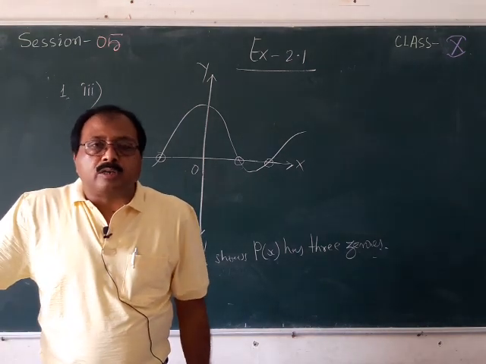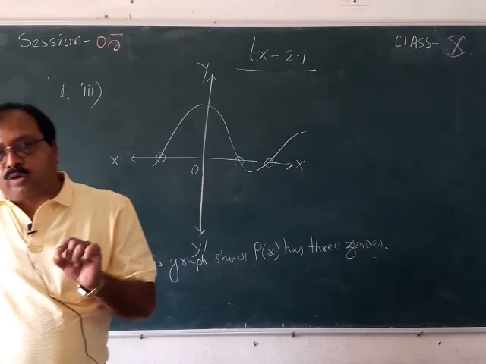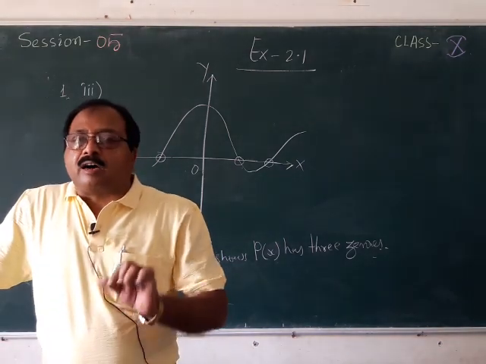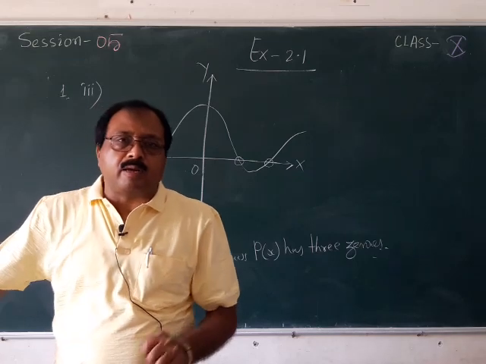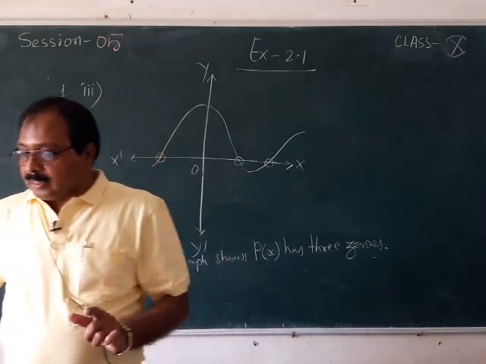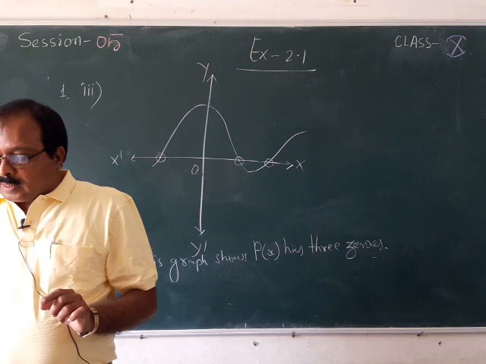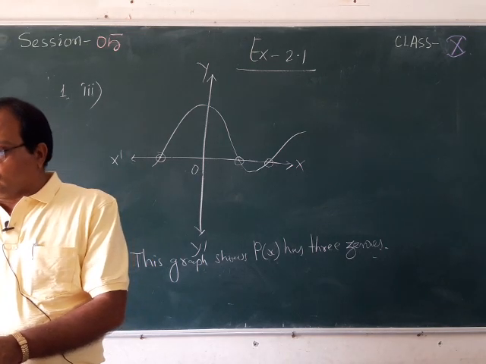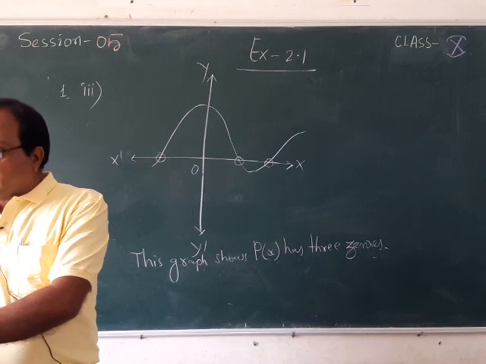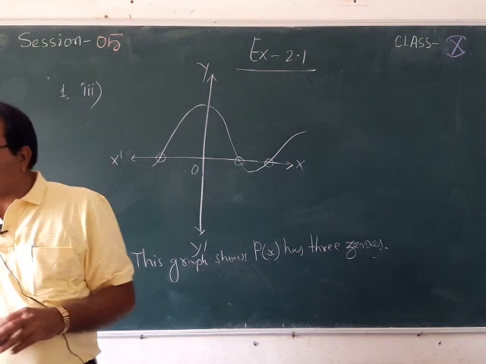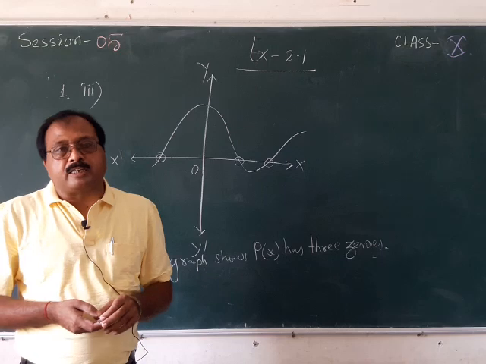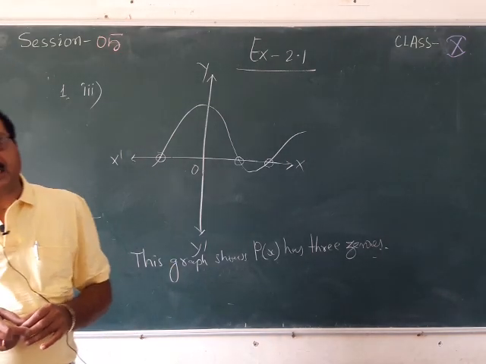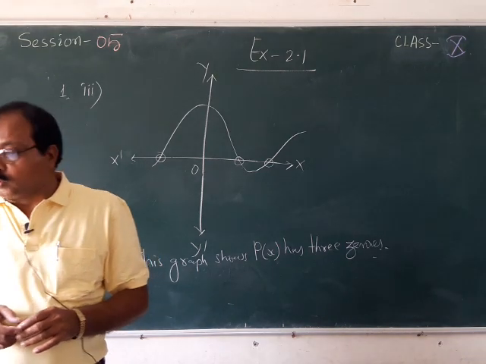So like this you can do exercise 2.1. This is the study of the graph of the given polynomial, and by looking at the graph you can decide how many zeros are possible for this Px. Now going for exercise 2.2. So 2.2 is the relation between the zeros and the coefficients of a quadratic polynomial. So here you all go on exercise 2.2 now.